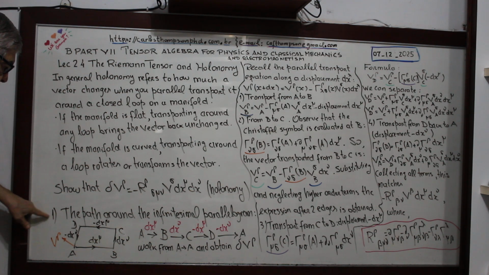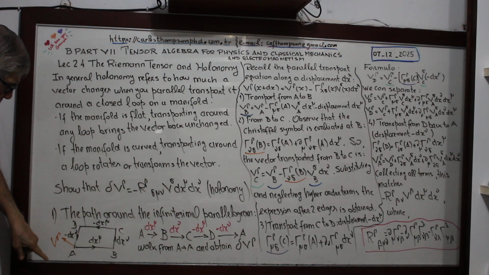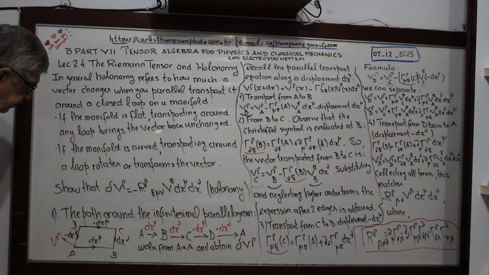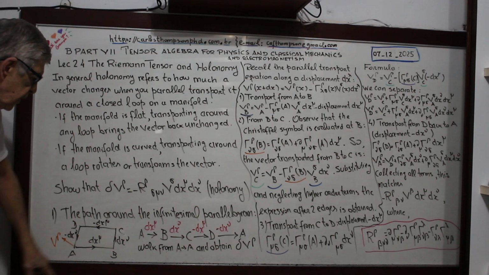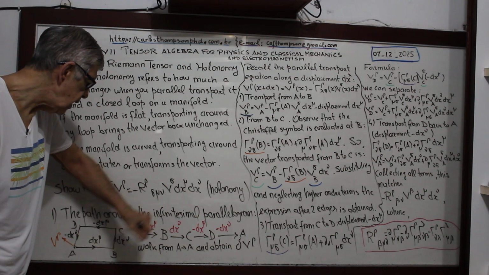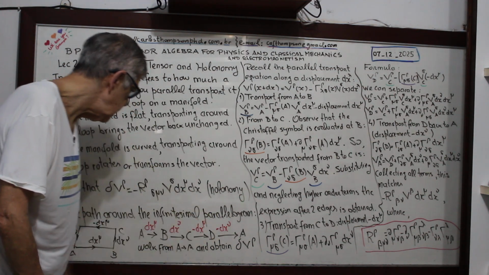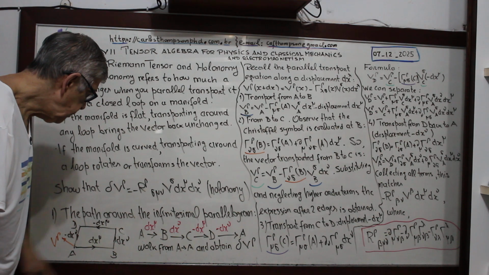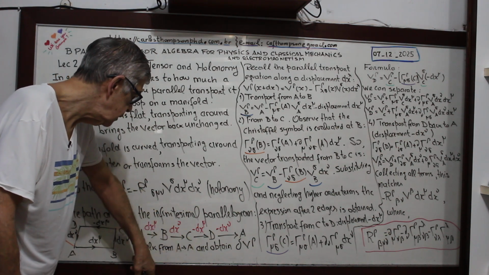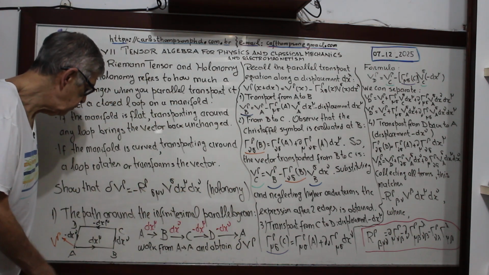So first, the path around the infinitesimal parallelogram. This is the parallelogram A, B, C, D. You see, it is counterclockwise. Now, A to B, the infinitesimal distance is dx mu, B to C is dx nu, C to D is minus dx mu, D to A is minus dx nu. You see this figure over here. Now walk from A to A and obtain this change in the vector v over here.